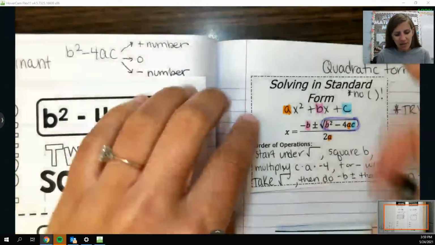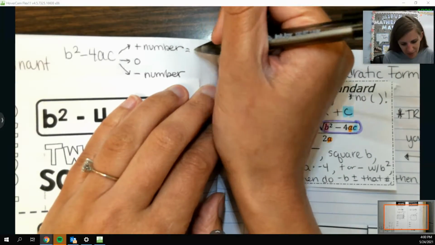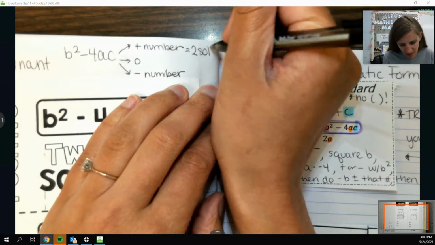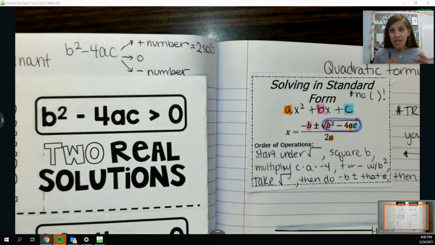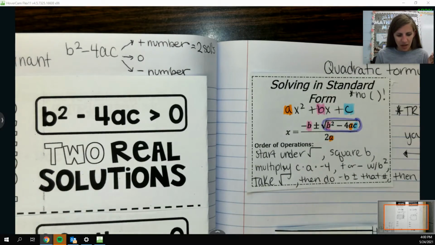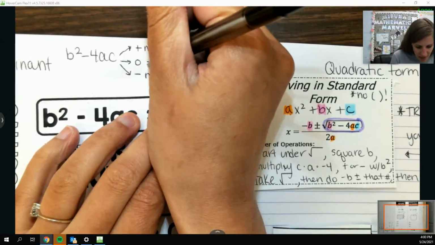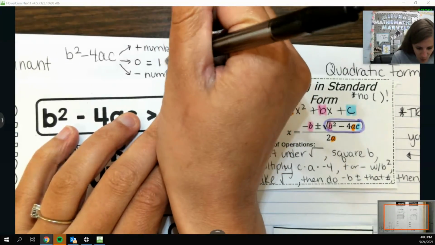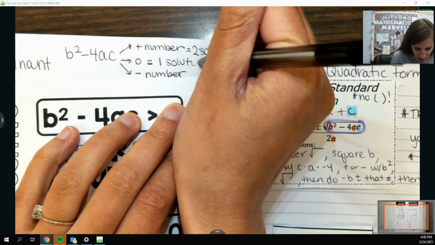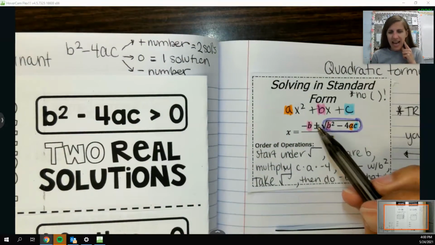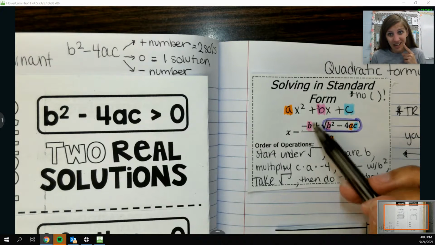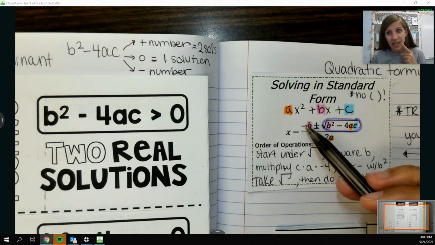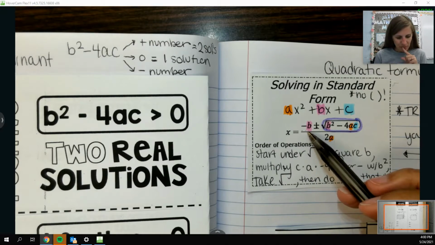So if it is a positive number, that tells me that I have 2 solutions, because like you're going to add it to something and subtract it from something. So you'll get 2 different answers. If my discriminant is 0, then that means I have 1 solution, because I'm taking 0 and adding it to a number and subtracting it from a number, but it was nothing. So like it didn't change that number. So that was kind of just 1 solution.